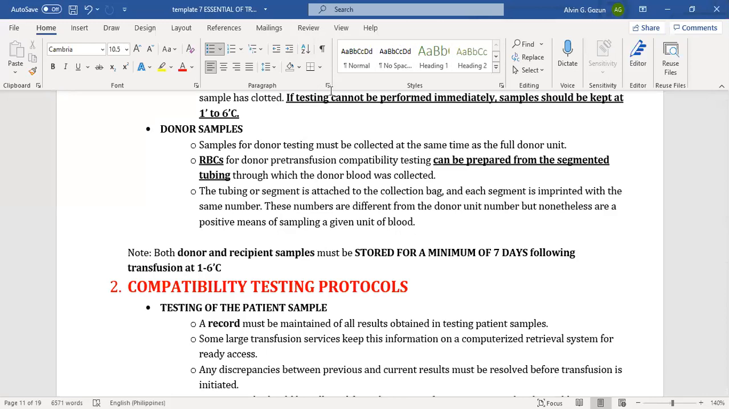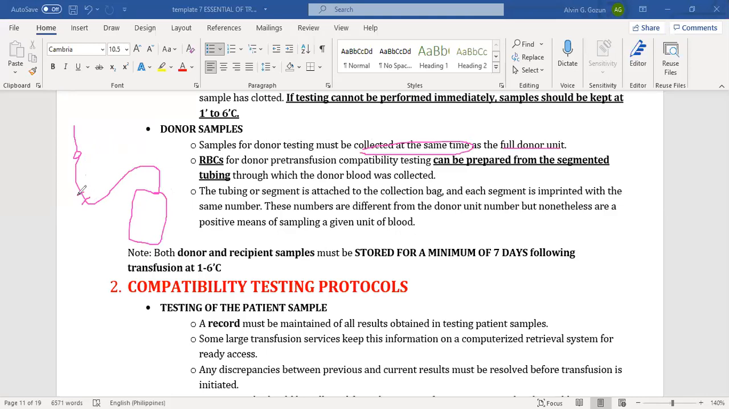Guys, yung donor samples daw natin, pwede na natin siyang isabay. Di ba si donor magdodonate ng dugo? Naalala nyo? So ganito kasi itsura niya. So this is the needle. Okay, tapos ito yung tube. Ito yung blood bag. So sabi dito sa statements sa donor samples, samples for donor testing must be collected at the same time as the full donor unit. Anong ibig sabihin nito, guys? Pwede daw tayong kumuha ng segment dito.